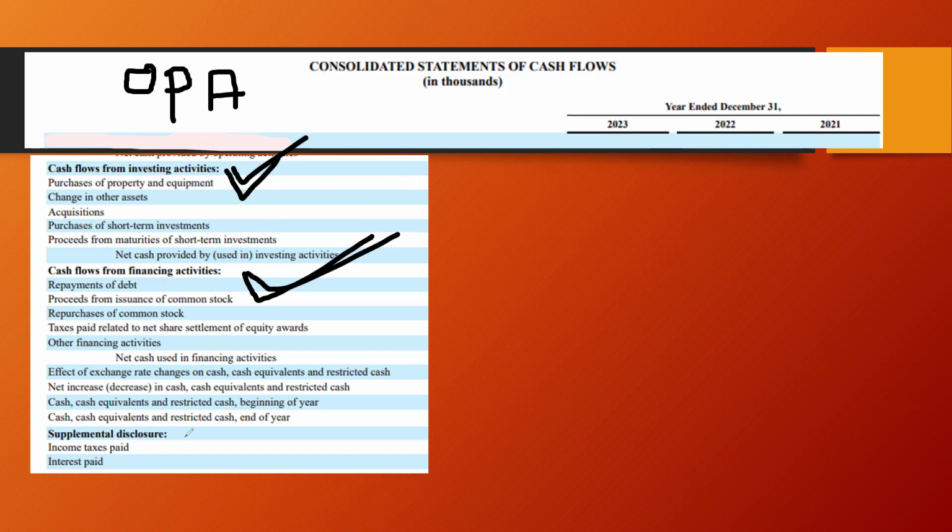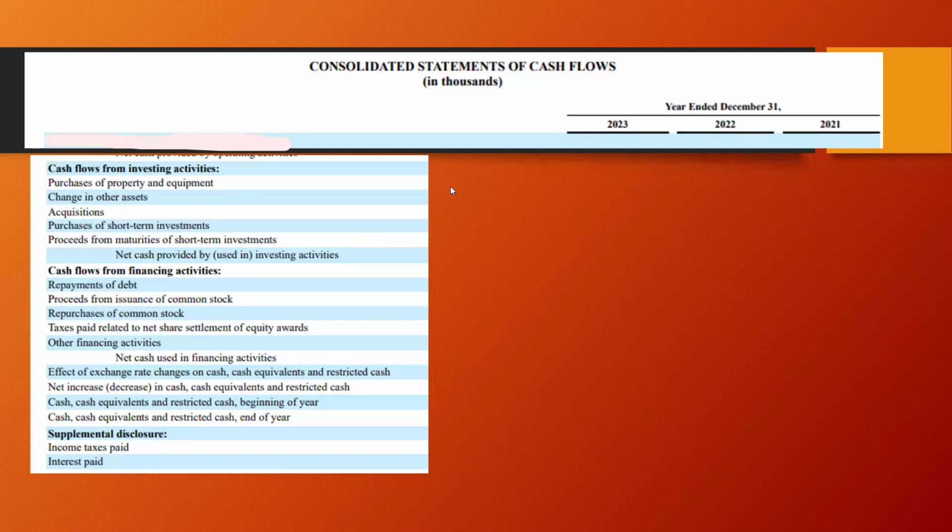And then the last important thing is that you need to remember the supplementary disclosure. It's also important. Sometimes they may ask what will form part of the supplemental disclosure. So please read it. It's in the book also. I don't know what book you're using, but you can understand all those things.